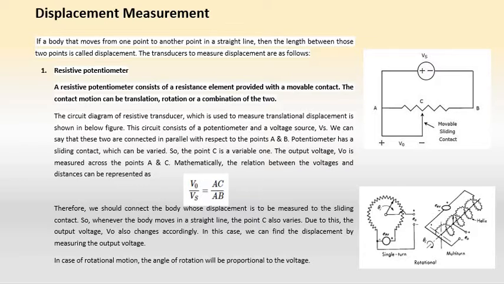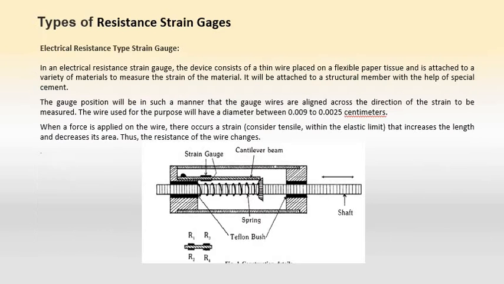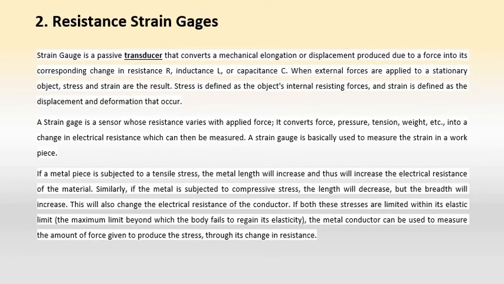Now the next one for displacement measurement is strain gauges, resistive or resistance strain gauges. What is a resistance strain gauge, or what is meant by a strain gauge? It is a passive transducer that converts a mechanical elongation or a displacement produced due to a force into its corresponding change in some electrical quantity. That electrical quantity may be resistance, inductance, capacitance, or the like.